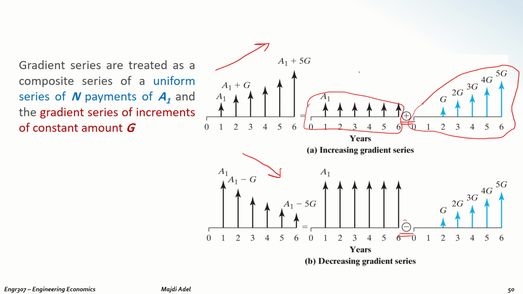Now, for the uniform part of the cash flow, the amount of A is always the same as A1, whether it's increasing or decreasing. The annuity amount for the uniform part is the same as A1 of the gradient cash flow.